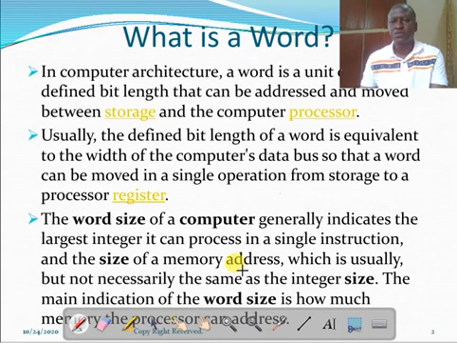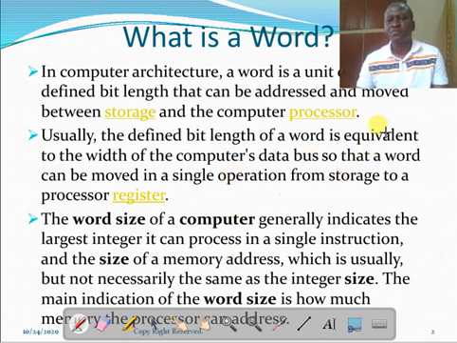In computer architecture, a word is a natural unit of data of a defined bit length which can be addressed and moved between the storage medium and the computer processor. Usually the defined bit length of a word is equivalent to the width of the computer data bus, so that a word can be moved in a single operation from storage to a processor. The word size of a computer is also indicative of the memory size that such a microprocessor can access.